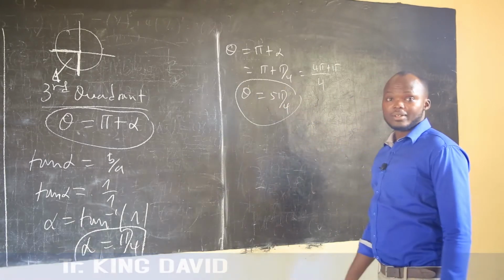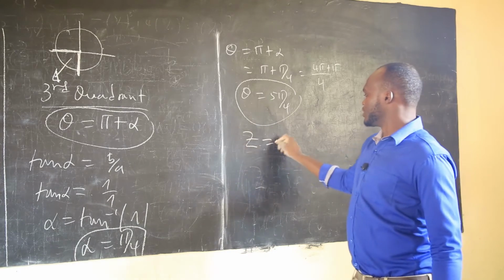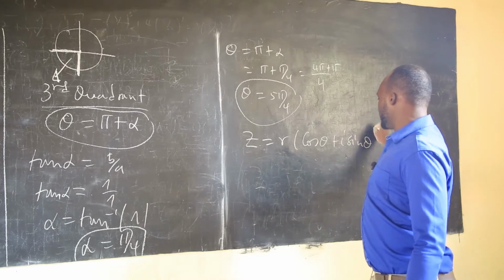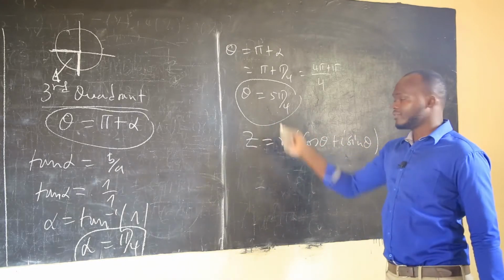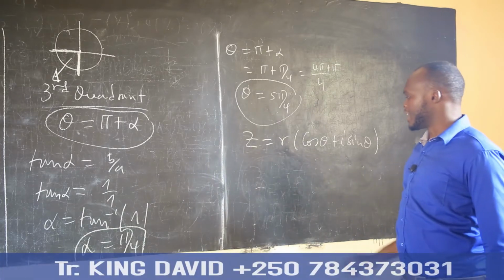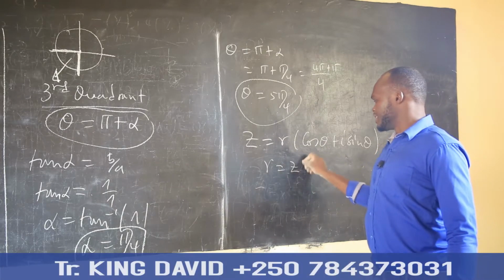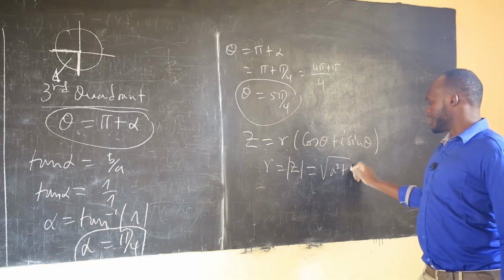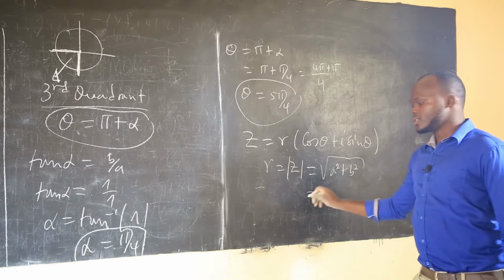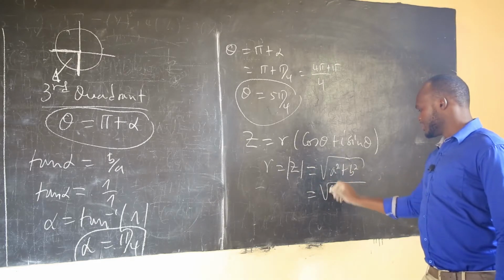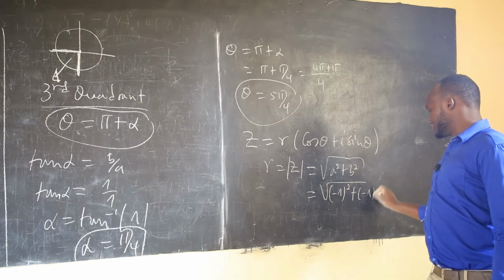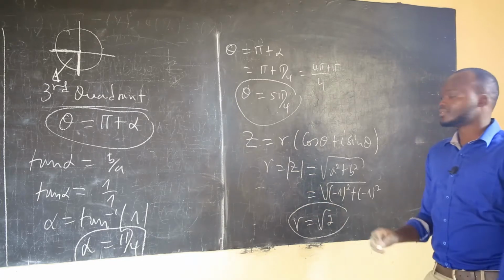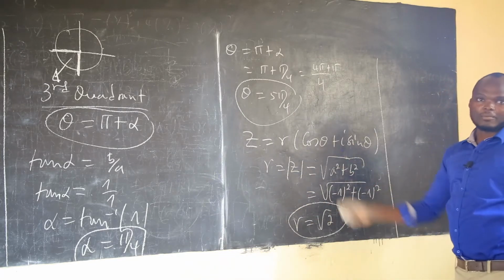So we just need to find the modulus, because you know that z equals r into bracket cos angle plus i sine angle. We already have the value of the angle, so we need to find r, which is the modulus. Our r is the modulus of z, which is the square root of a squared plus b squared. So now it is the square root of negative 1 squared plus negative 1 squared. So our r is root 2. That's the modulus.